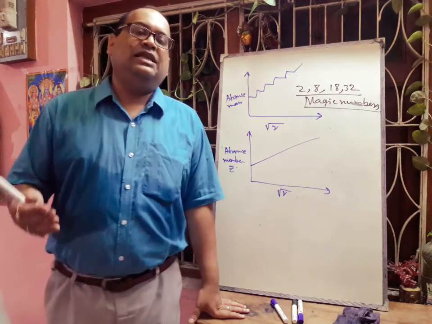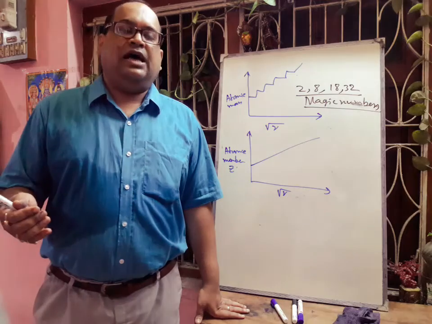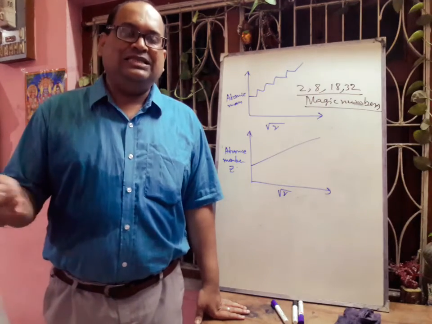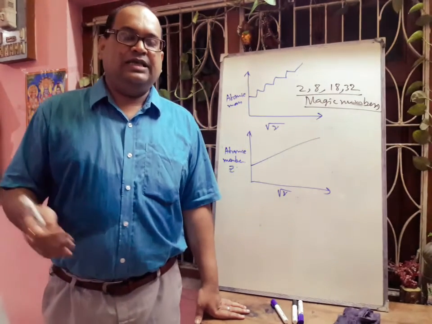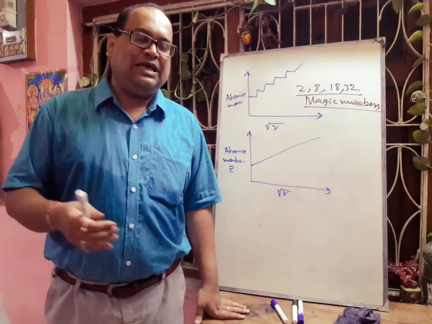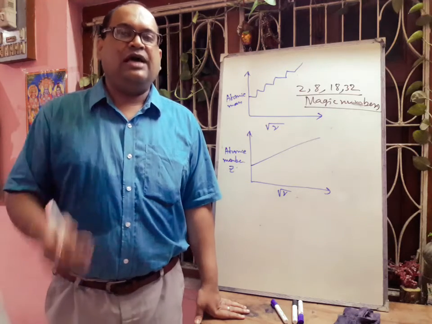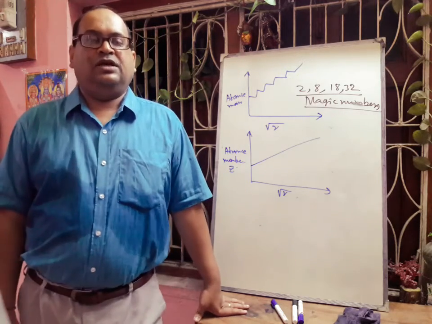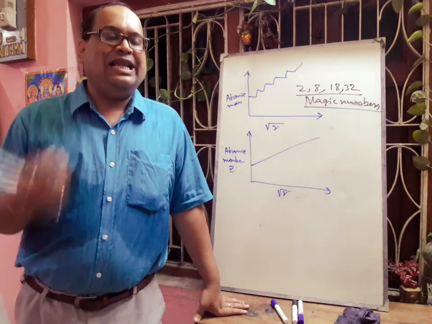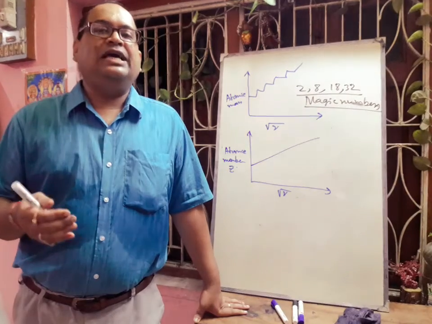Penultimate shell means the shell inside the valence shell, just inside the valence shell, that is called the penultimate shell. So if the valence shell is n, then the penultimate shell will be n minus 1.